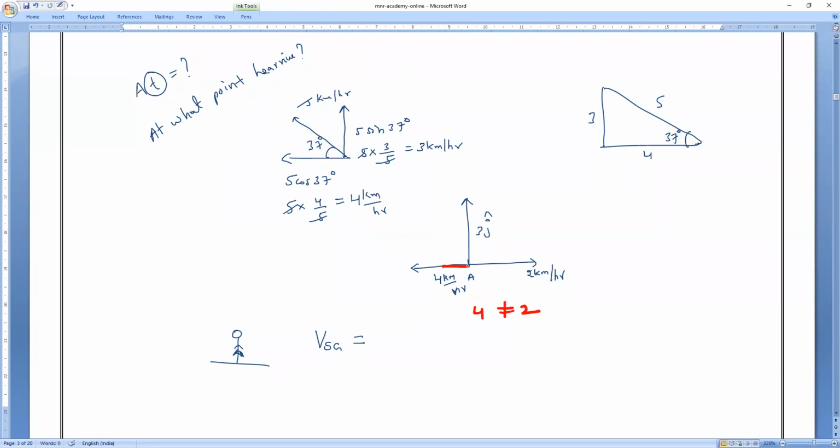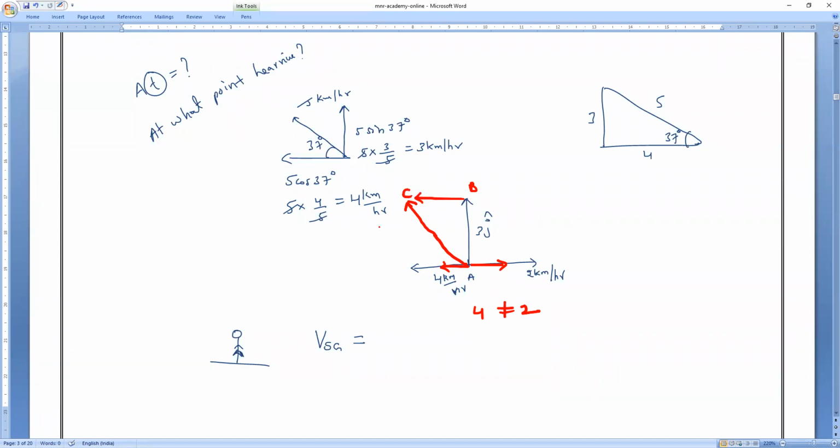So does he swim towards the left or towards the right? I want to know. He swims towards the left. He will swim towards the left. Understanding, everybody? Please respond, guys. So this is actually speed, but he will go in this direction. Yes or no? Yes, sir.